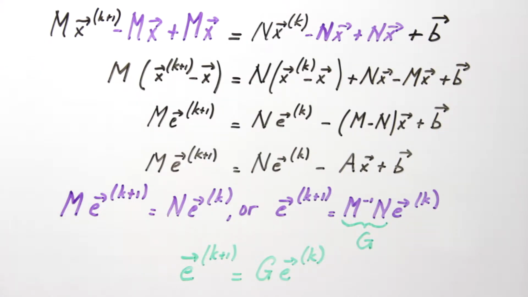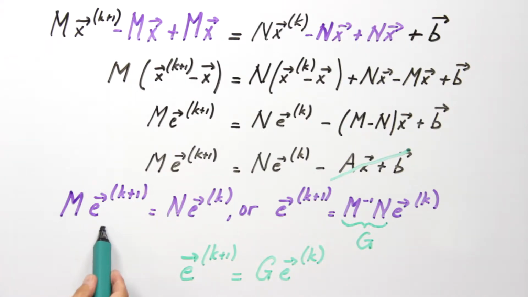Now, this is just 0, because x is the exact solution and Ax is equal to b, so it drops out. And as a result, we have a very clean and very nice equation for the error that we're making at each iteration step. Again, we don't actually know how big it is, but we know how it behaves, and that's the important thing.